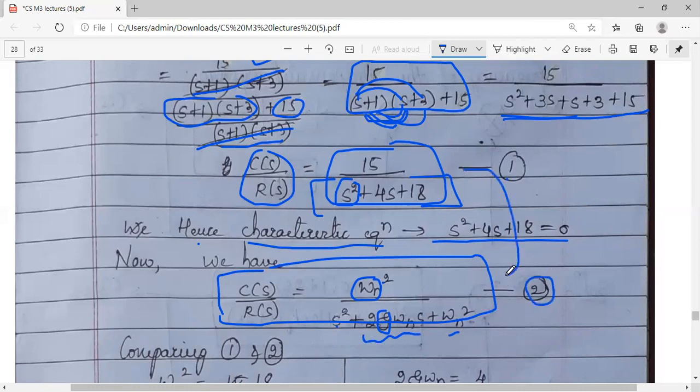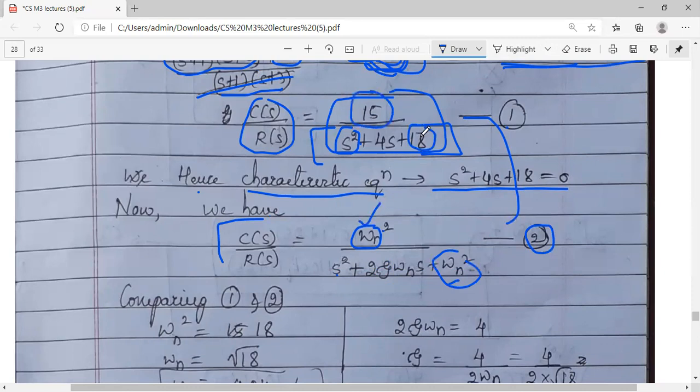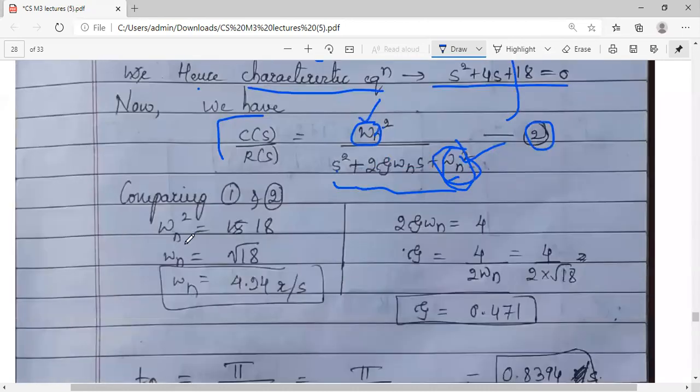So you can compare equation 1 and 2. If you compare the equations, you can see this is your omega n. Don't consider this, because here it is 15 and here it is 18. Consider the denominator polynomial. It is a constant term. So take this WN square, that is equal to 18. Don't compare it with the numerator. So WN square is equal to 18, or WN is equal to root of 18.